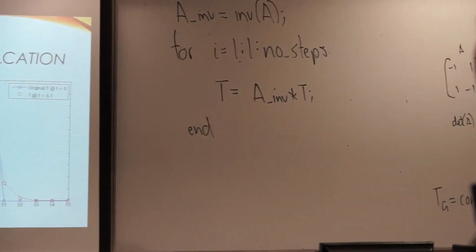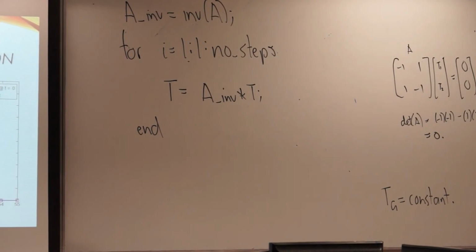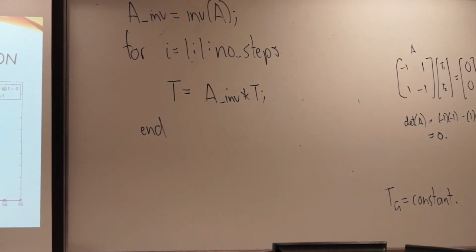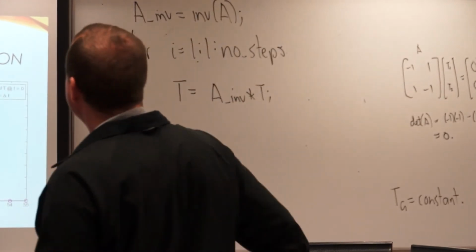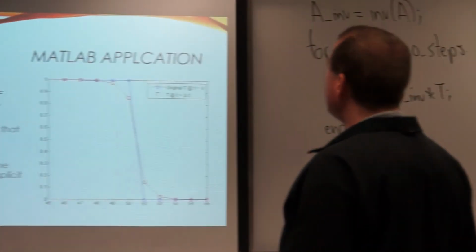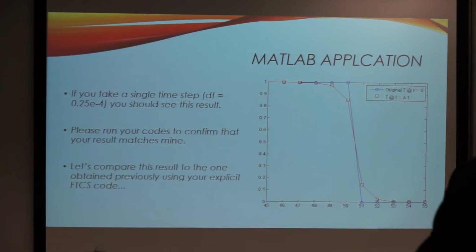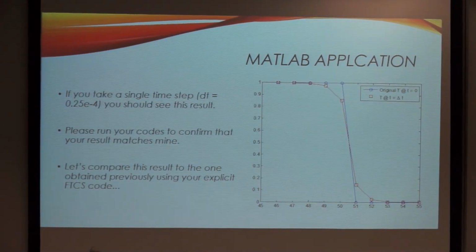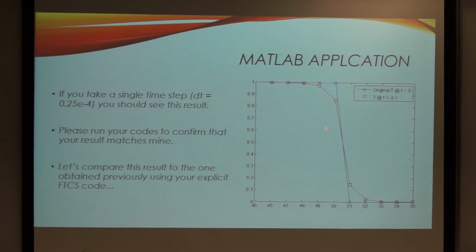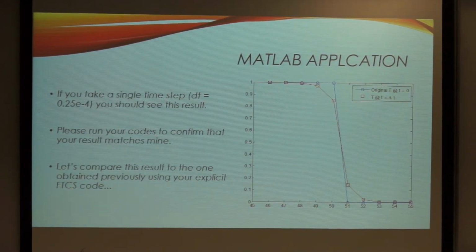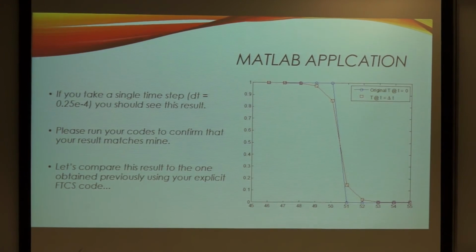What you should have all computed was, if your code is right, if it's not right, I'll find you. I'll get you. If you set your dt to be 0.25 by 10 to the negative 4, and you run your solution one time step, your solution should look like this. So I'm pretty sure I checked most of the people around here. Everyone's code should more or less give you this result after one time step.